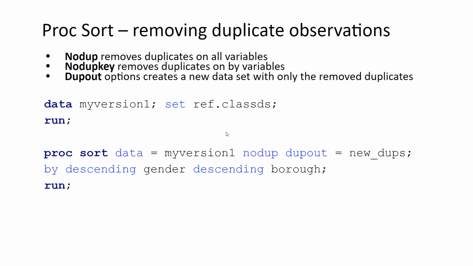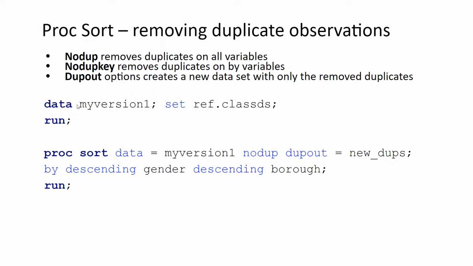So we can do proc sort to remove duplicate observations, and we have a number of options in the proc to achieve this. So nodup here removes duplicates on all of the variables. Dupkey removes duplicates on certain by variables, and dupout lets us save the data set into a new data set without the duplicates.